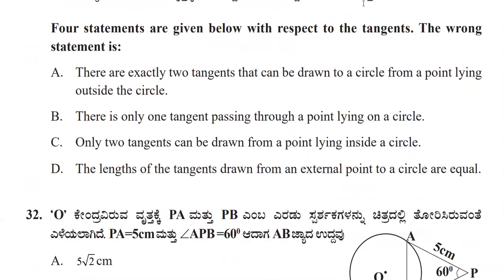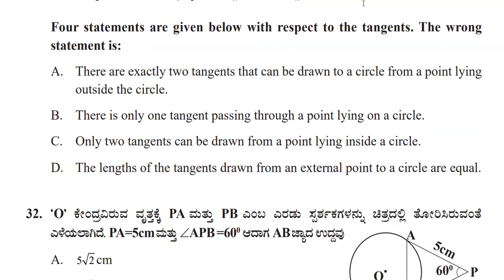Question number 31. 4 statements are given below. With respect to the tangents, the wrong statement is. Here the correct option is option A. There are exactly 2 tangents that can be drawn to a circle from a point lying outside the circle.